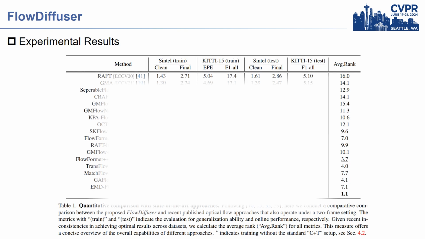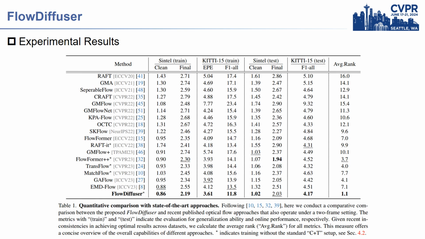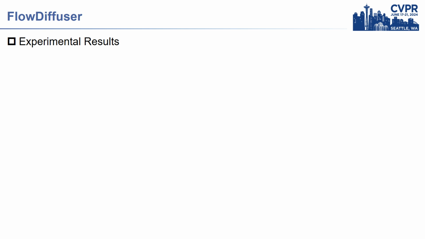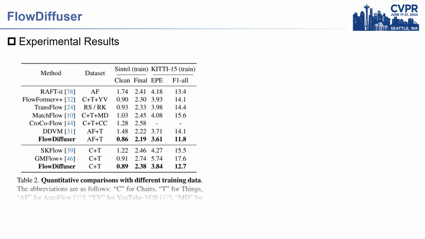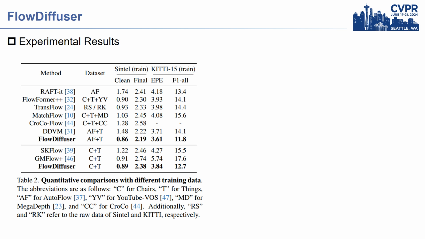Experiments on challenging benchmarks, including Sintel and KITTI, demonstrate the effectiveness of our FlowDiffuser with superior performance to existing state-of-the-art models. Moreover, as shown in Table 2, we conduct experiments to demonstrate that expanding the training dataset positively affects FlowDiffuser's effectiveness. The incorporation of a more diverse dataset allows FlowDiffuser to better capture various patterns and variations, leading to notable improvements in multiple evaluation metrics.